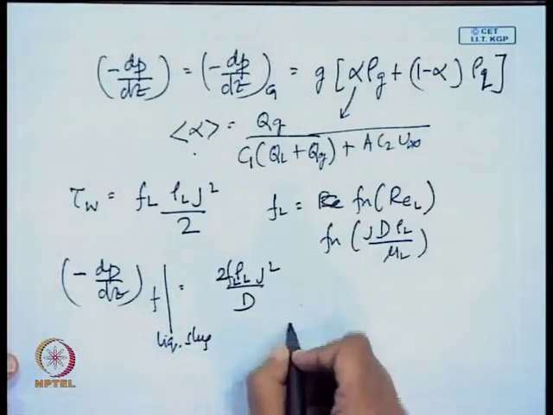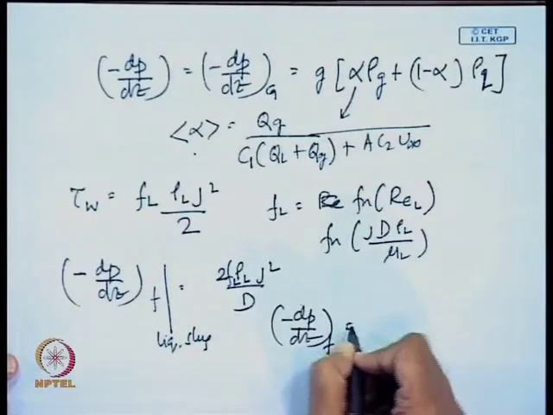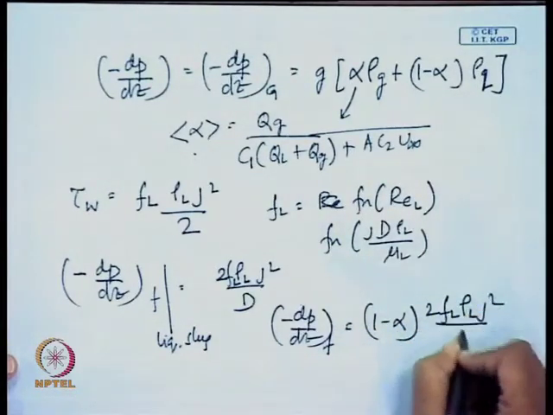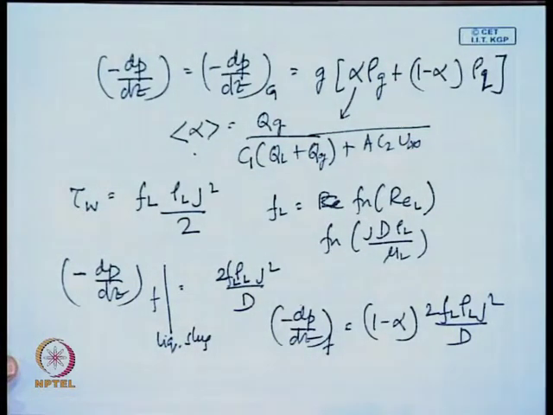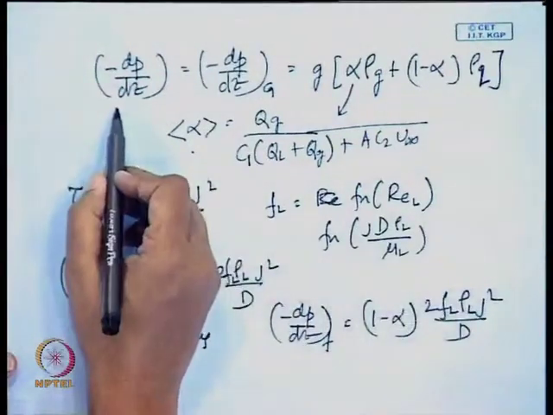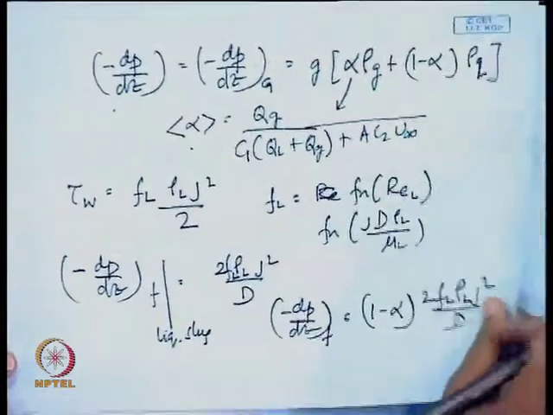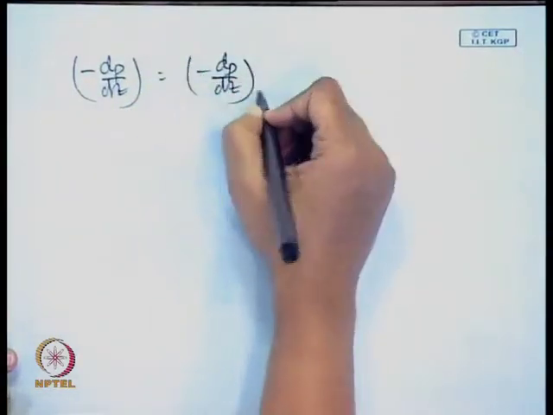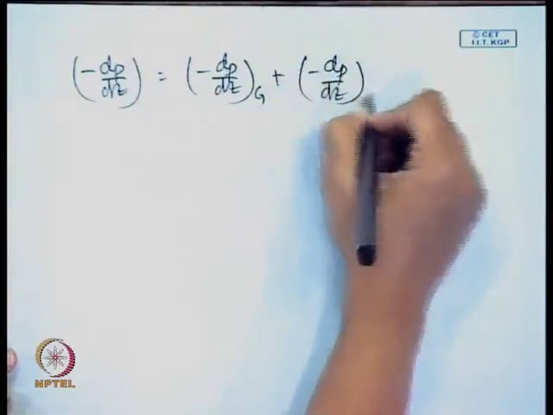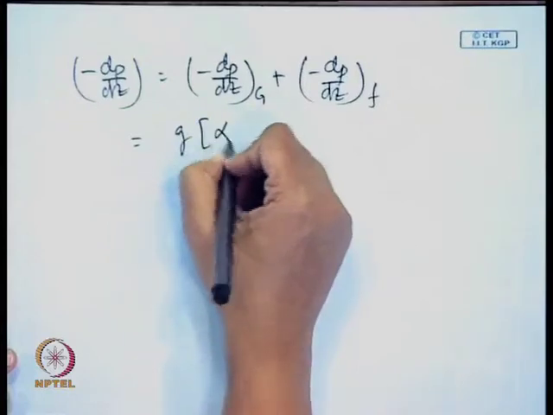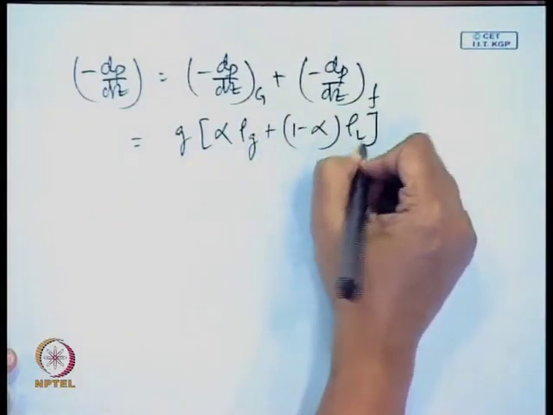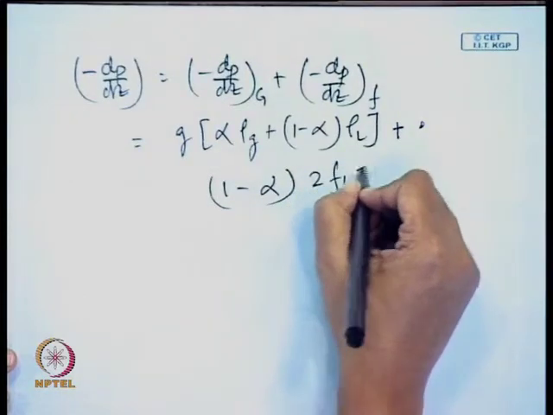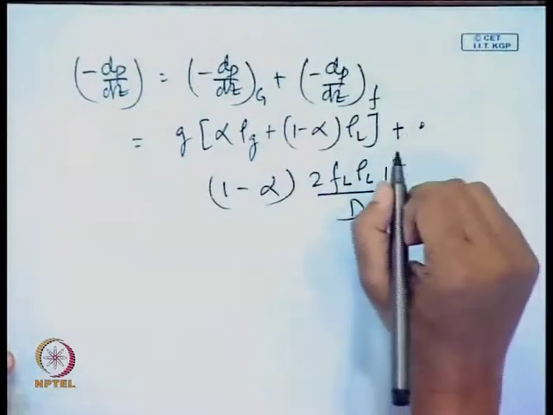Yes or no? Therefore, the minus dp/dz frictional for the entire pipe should be equal to 1 minus alpha into 2 f_L rho_L j squared by d. Agreed? If this is true, what happens to the expression of the total pressure gradient? The total pressure gradient becomes minus dp/dz equals minus dp/dz gravitational plus minus dp/dz frictional, which is equal to g into alpha rho_g plus 1 minus alpha rho_L, plus 1 minus alpha 2 f_L rho_L j squared by d. Can I write it in this particular form or not?